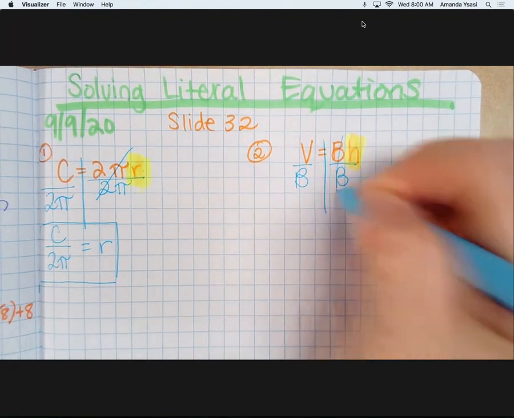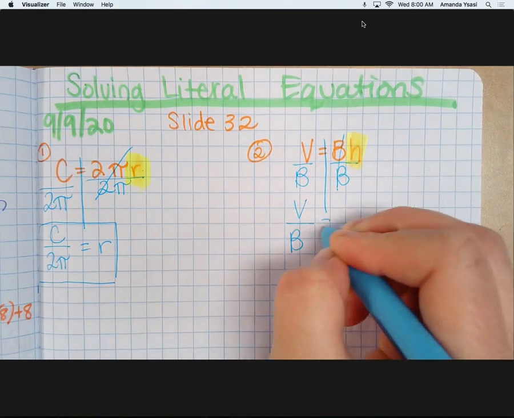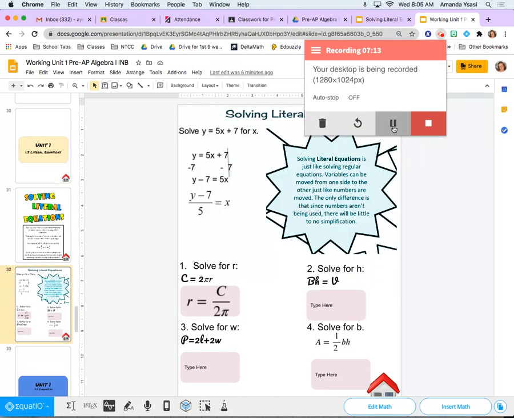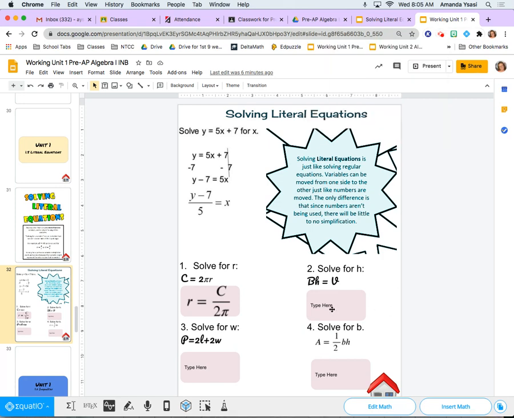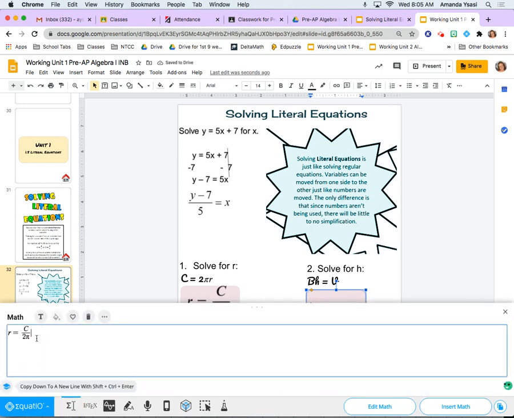So the B's will cancel. We're left with V over B equals H. Okay, so we are recording again. So we can put in, I'm going to delete this. And that would be V over B equals H.